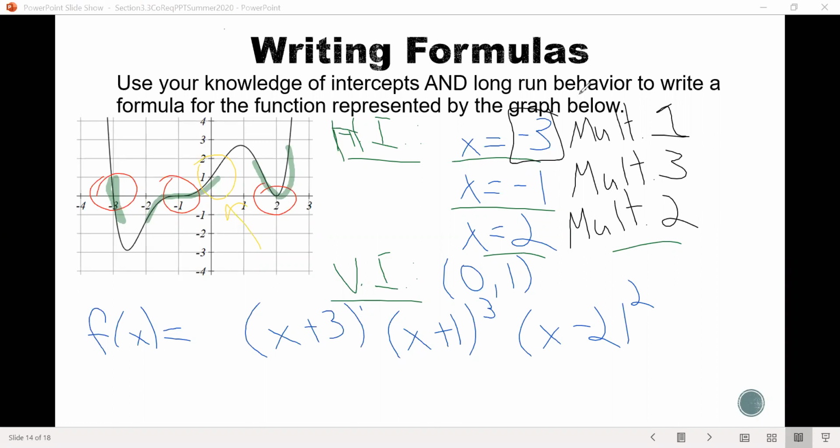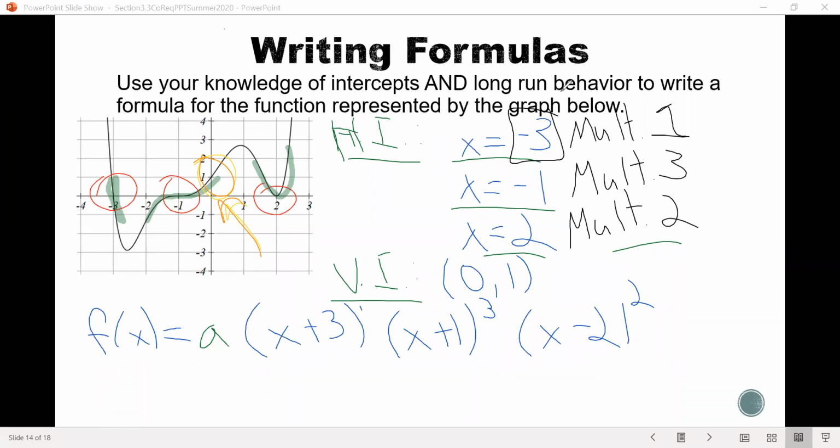Now, you may think from looking at this that that would be our equation, f of x equals x plus 3 times x plus 1 cubed times x minus 2 squared. However, if you graphed this as is and compared it to the graph we were given, you would see that they are not exactly the same. In particular, they would not go through the same vertical intercept. So how do we deal with that? Well, in any of these types of functions, there's always going to be a coefficient out front. That coefficient could be a 1, which means we wouldn't have to write it.